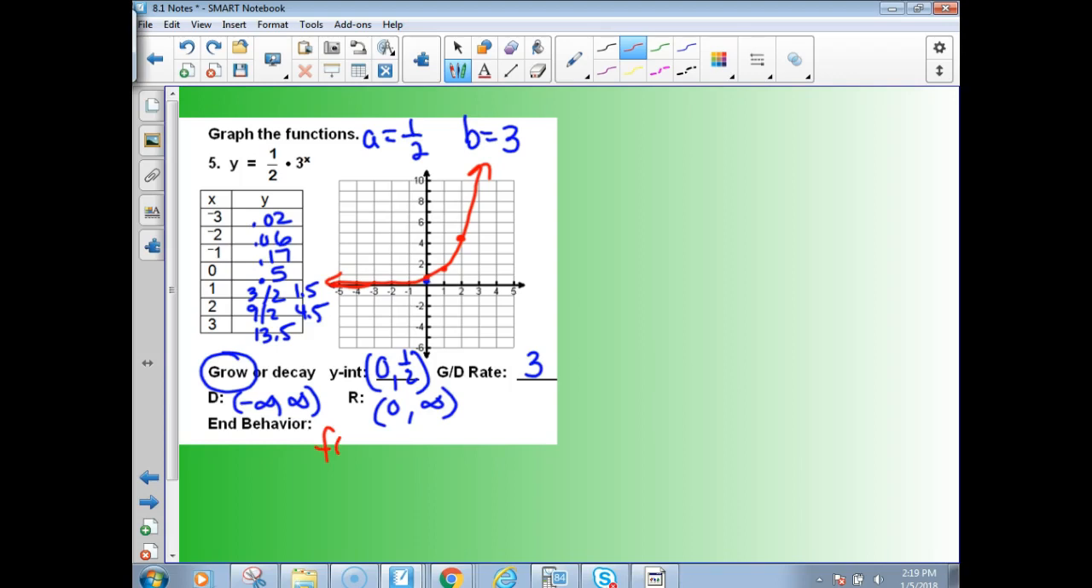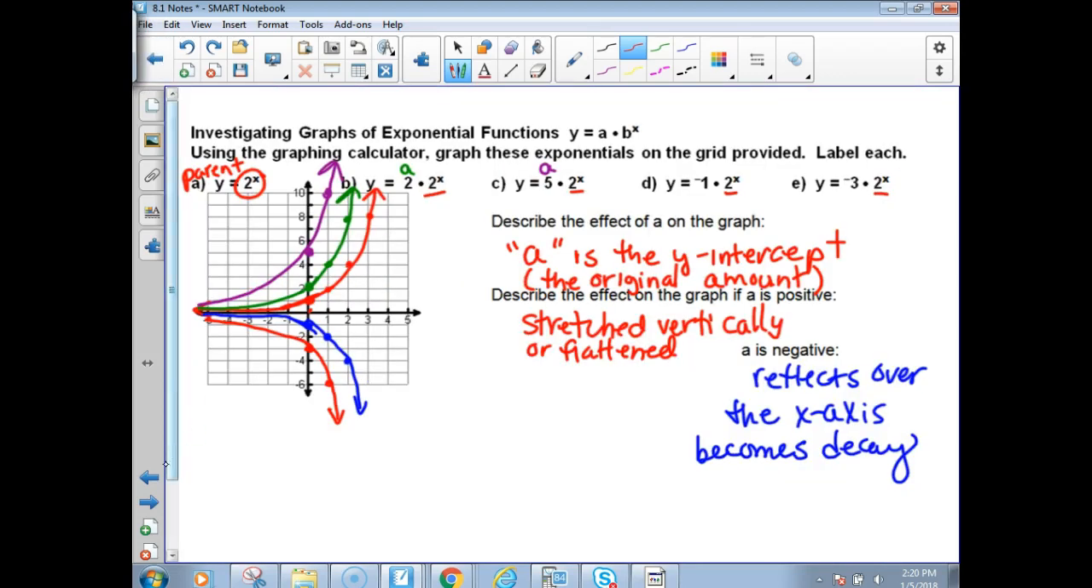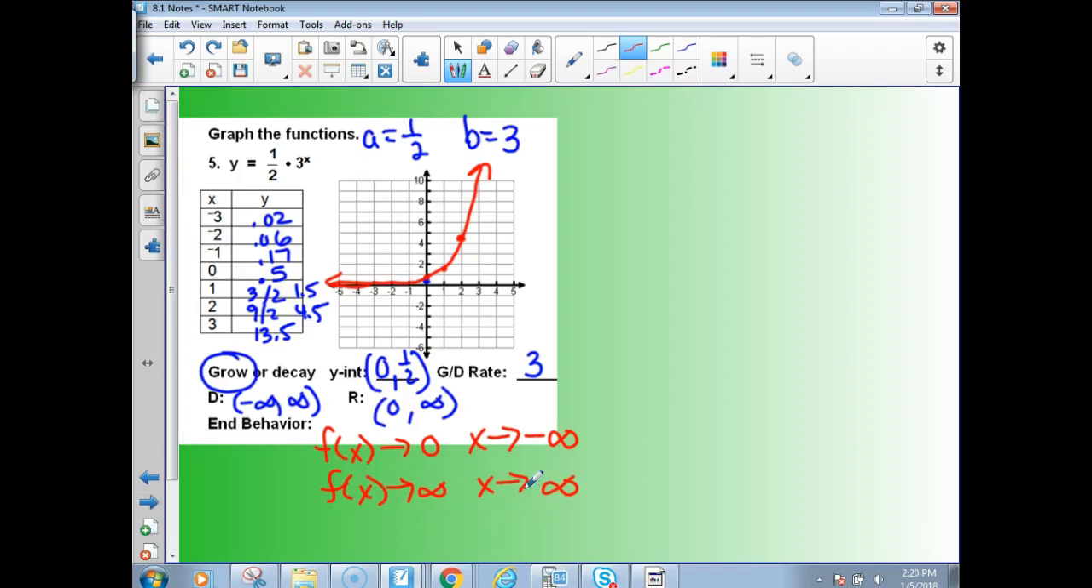And the end behavior, f of x is approaching 0 as x approaches negative infinity, and f of x is approaching infinity as x approaches infinity. I didn't have end behavior on the last one. I was just double checking if I'd forgotten something. Okay, now I think we're going to be looking at shifts. Let's see what's next.